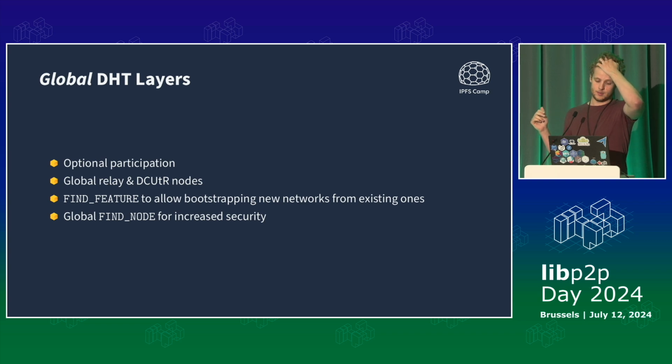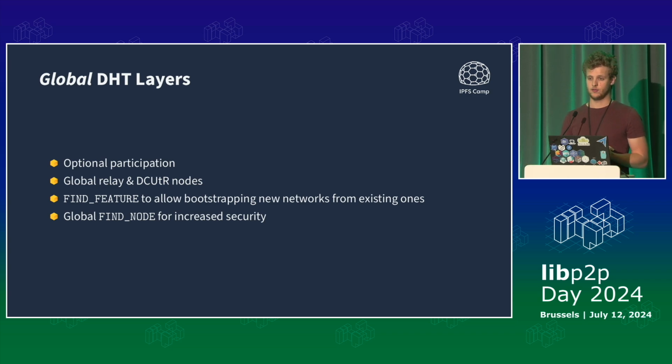Also, you can use a find feature. So a find feature sub-DHT that would allow you to find nodes that are running a specific feature. So you could bootstrap new networks without having to provide or communicate the address of a proper bootstrapper. You could use an already existing network to bootstrap new DHT networks.